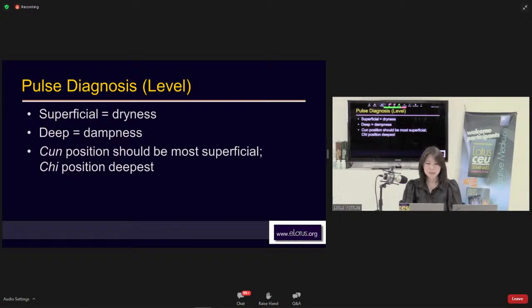Okay, next, in terms of level, I just want to let you know that superficial equals dryness. To help you remember that, when you have dryness, you usually have heat. It's not very often that dryness comes with cold. So when dryness has heat, then the pulse will be more superficial because there's heat involved. And dampness is like water, right? Water, you can go down deep in the ocean. So you can remember that deep pulse equals dampness.